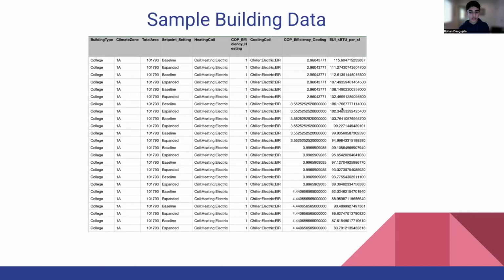So over here, you can see the sample building data I've provided. This is just a snapshot of a really big file that I used. As you can see, the columns are basically the features that separate the data. You have the building type, the climate zone, the total area, and so forth. And the energy part, the part that's actually relevant to this project, can be represented by the efficiency heating COP, as you can see over here, the COP efficiency cooling, and the kBTU per square foot, which is represented as British thermal units.